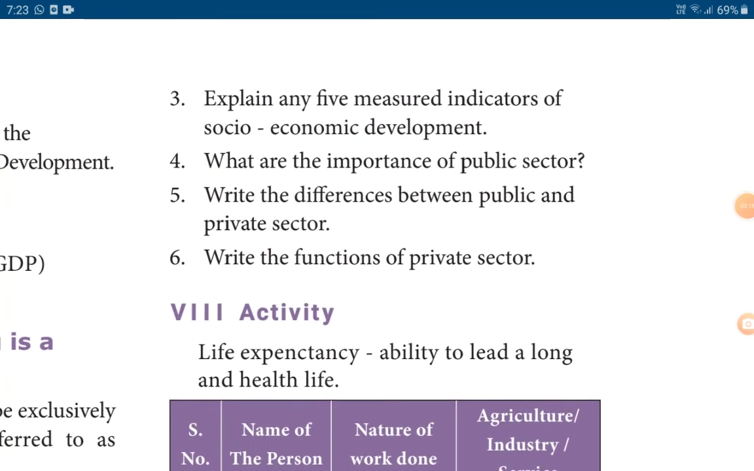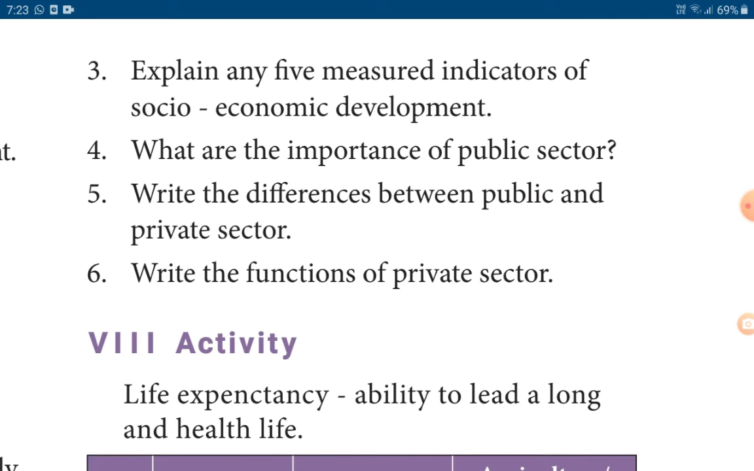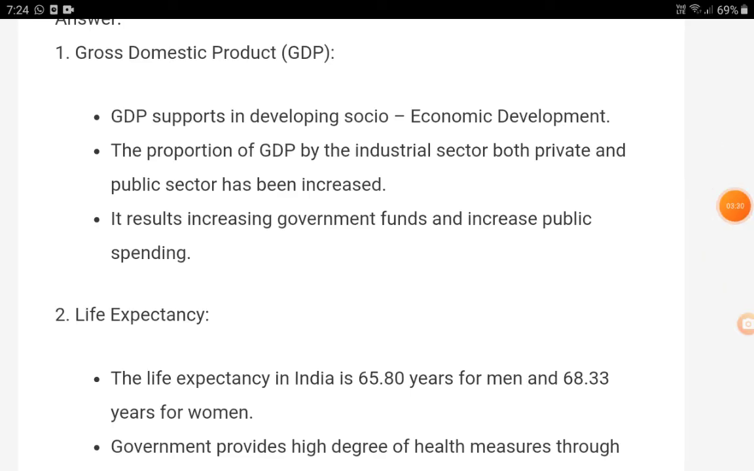Next, third one, explain any 5 measured indicators of socio-economic development. First, GDP. GDP means gross domestic product. GDP supports in developing socio-economic development. The proportion of GDP by the industrial sector, both private and public sector, has increased. It results in increasing government funds and increases public spending.